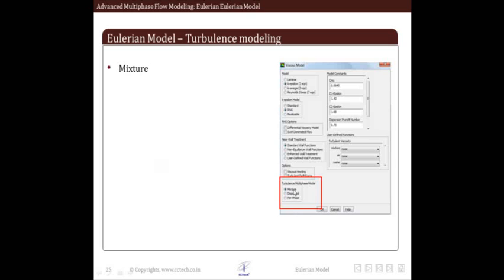The mixture model. The mixture model, as seen here, can be selected from the turbulence multiphase model section within the viscous model panel. This is the default, that is, if we don't select any turbulence model for multiphase, this is the default that Fluent uses. In this model, mixture properties are used for all turbulence related parameters. That is, when solving turbulence equations, the material properties and various other physical and chemical properties that are used are those of the mixture phases. They are not used for individual phases, but they are used as a mixture.